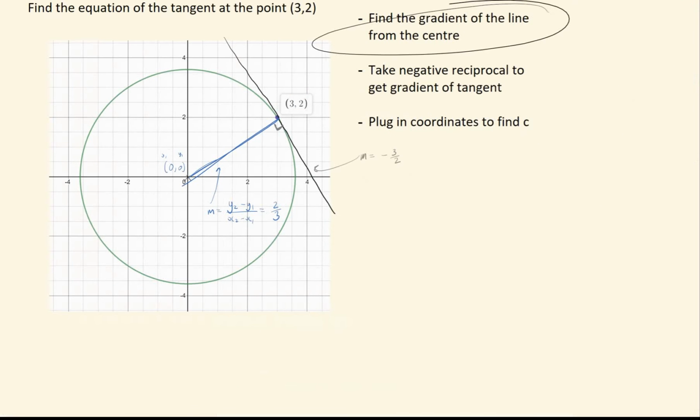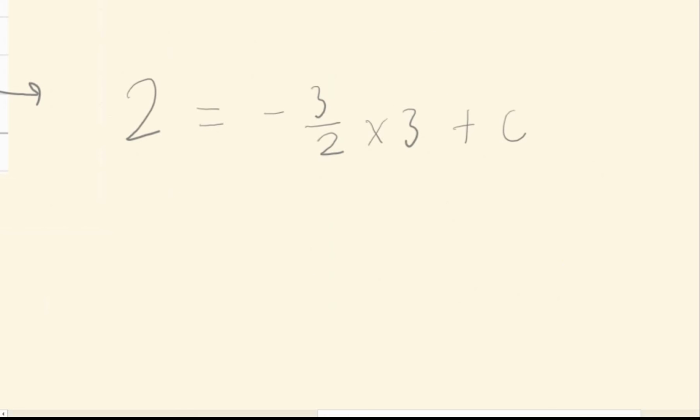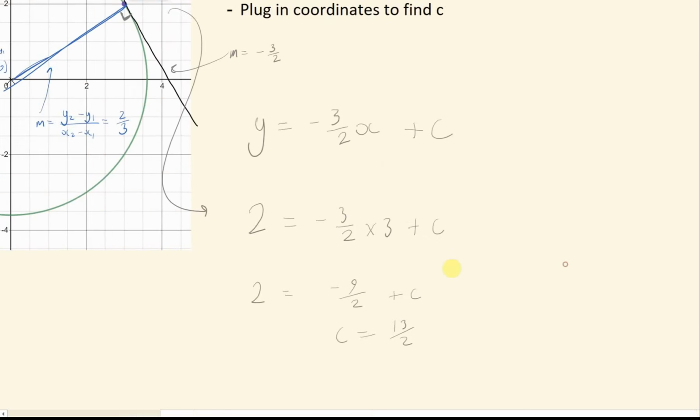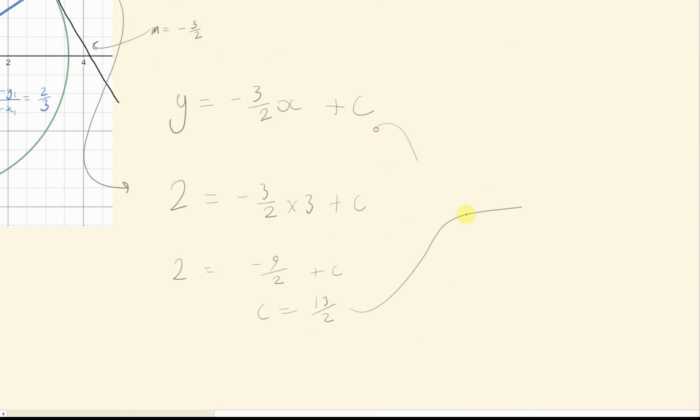And now I can find the equation of that line, which I want to do. So y equals mx plus c. Plug in the coordinate we know, and then we're just going to solve that to work out what c is. And again, that's fairly straightforward to solve. And then once we've done that, we now have the equation of our tangent line.